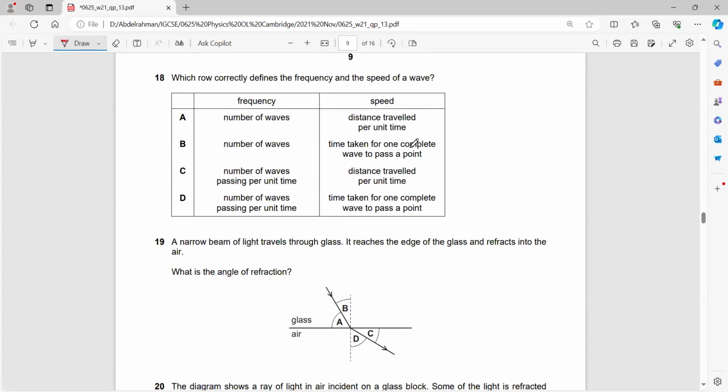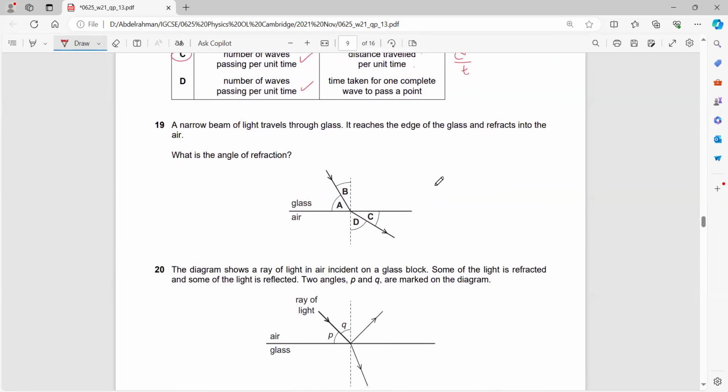Which row correctly defines the frequency and the speed of a wave? What is the frequency? Number of waves per unit time. Yes, number of waves per time. What's the speed? Speed is the distance traveled per unit time. Distance over time. Yes, it is the speed. C.